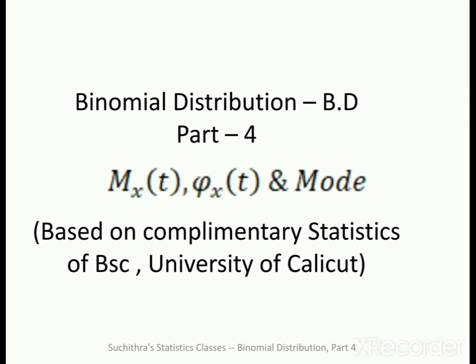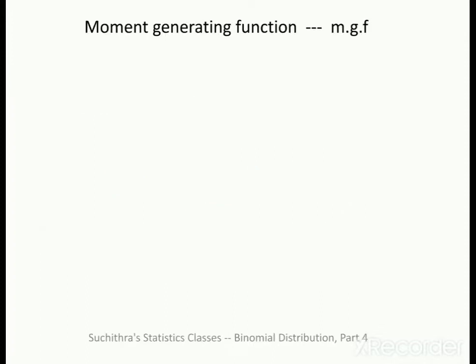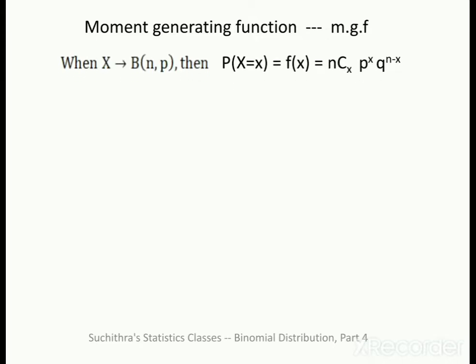Today we are going to discuss moment generating function, characteristic function and mode of a binomial distribution. Moment generating function. When X follows B(n, p), that is, binomial distribution with the parameters n and p, then P(X = x) = f(x) = nCx p^x q^(n-x). Then M_X(t) is equal to expectation of e^(tX), that is, summation e^(tx) f(x).